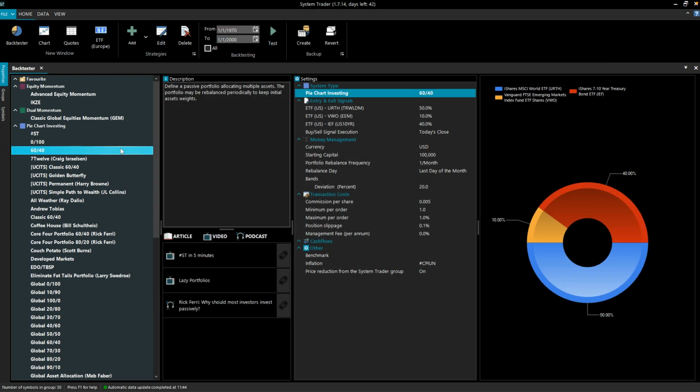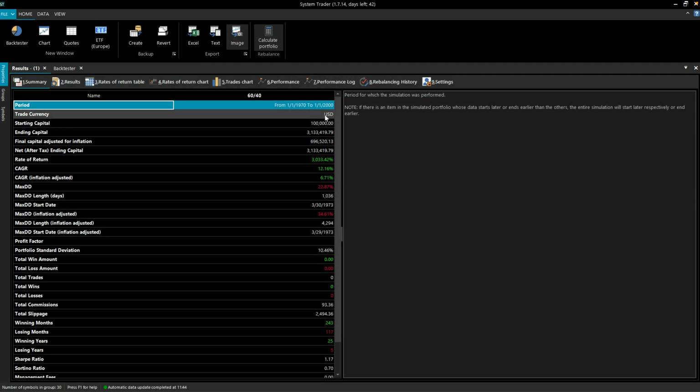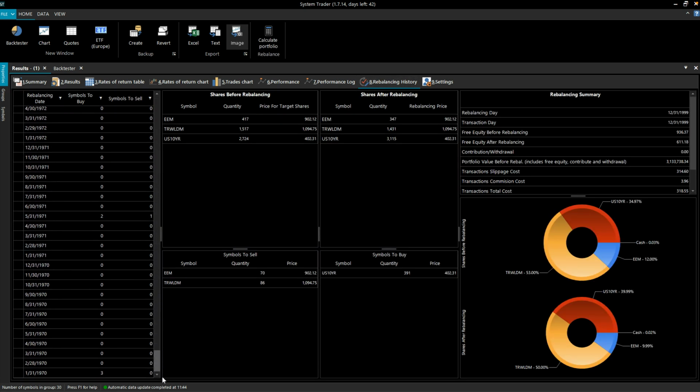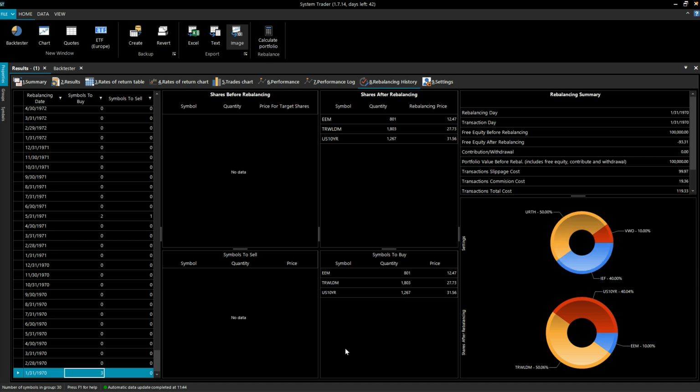Okay, let's go back to our portfolio and discuss rebalancing. Let's run our portfolio from 1970 to the beginning of 2000, and let's see how the simulation performed over the years. Here we are. We have some end results. And what is interesting for us is that in rebalancing history, we can see how the portfolio looked in every single year. So in 1970, we started with a portfolio having 40% of bonds in it and 60% of stocks.